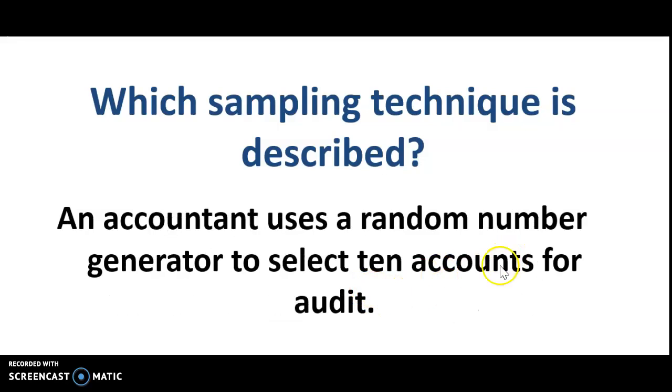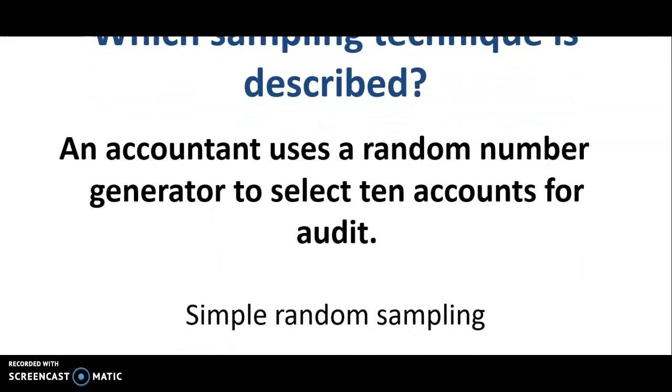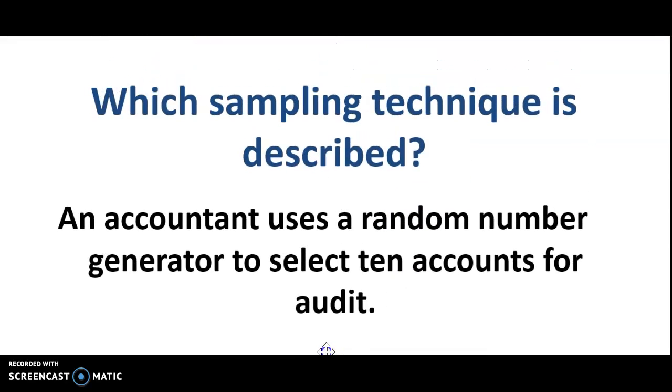An accountant uses a random number generator to select 10 accounts for audit. Well, hopefully, you're not one of the people being audited. Nobody likes to be audited by the IRS. But what kind of sampling technique is this? Was there any breakdown by characteristics? Are they asking for volunteers? No, this is just a simple random sample. It's just like getting your name drawn out of a hat. They put so many names or numbers in a hat, and then they draw them. That's a simple random sample.